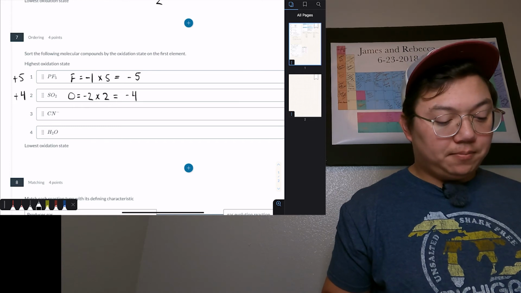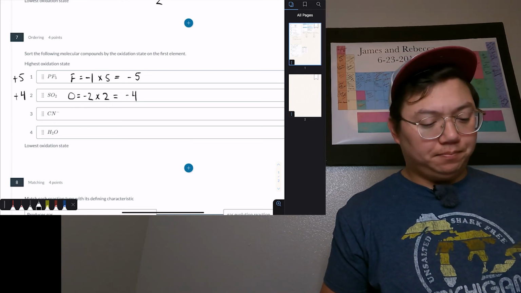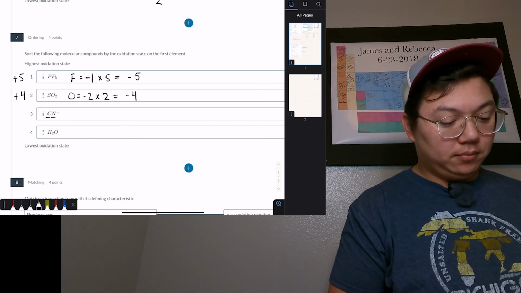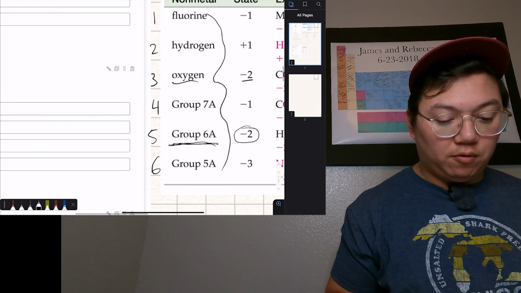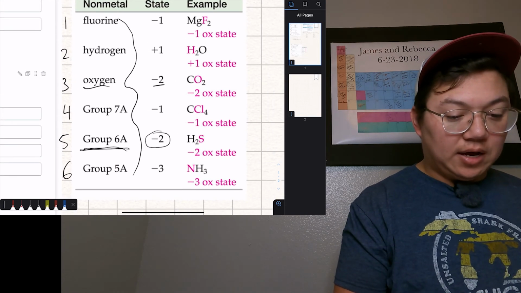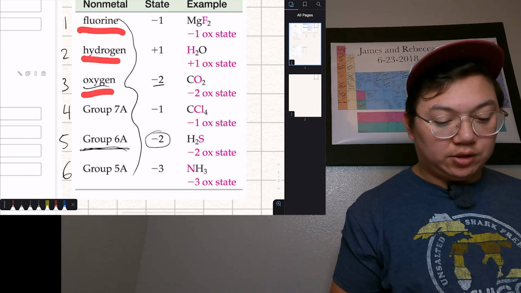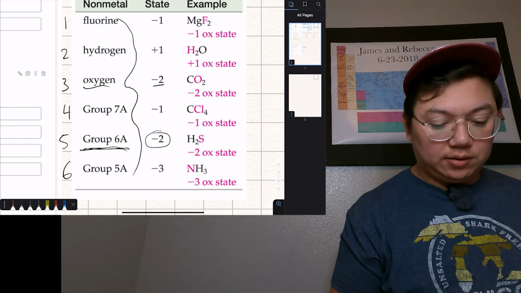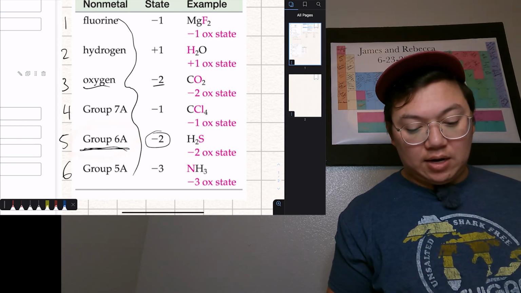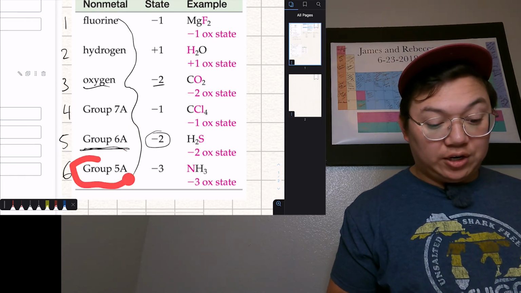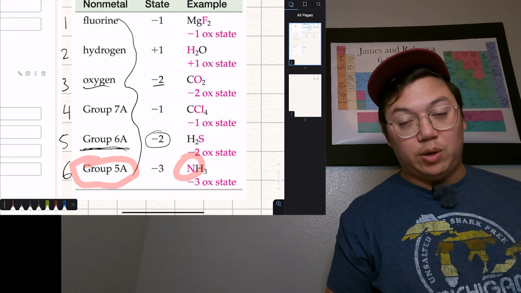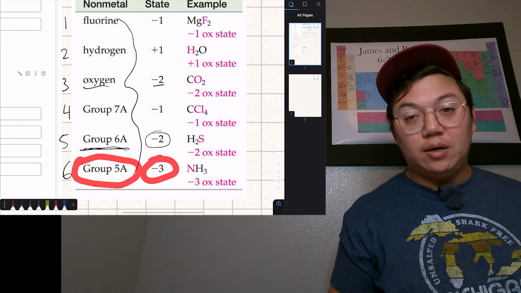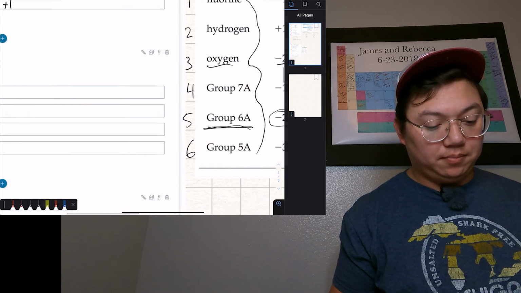For number 3, we have cyanide, but we have carbon and nitrogen. So with carbon and nitrogen in mind, we're going to move over to our table. And we're going to say it's not fluorine, hydrogen, oxygen. Group 7A, oh, that's chlorine, bromine, iodine, those guys. 6A is none of ours. But nitrogen is in 5A, and this table hopefully has nitrogen there. So we're going to use nitrogen's oxidation state of -3 to determine the oxidation state on carbon.